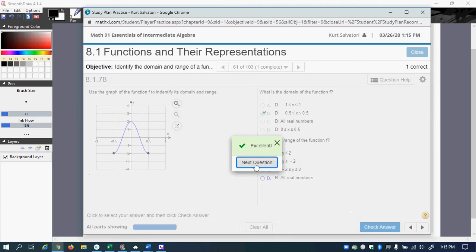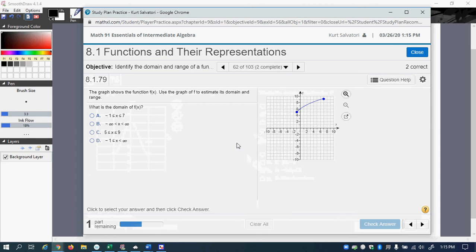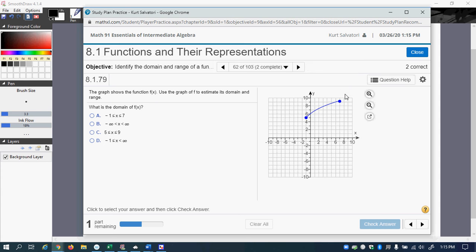So here are the two examples that we did. We could do another one. What is the domain of f of x? Well, I have to look at the curve. Let's blow it up so we can see it better.